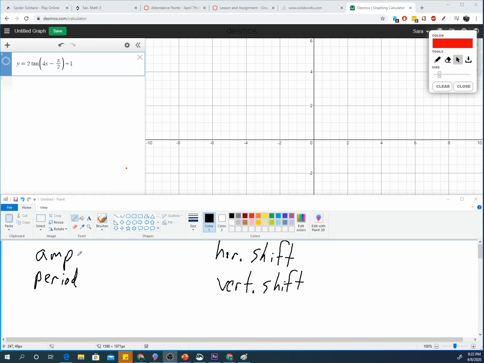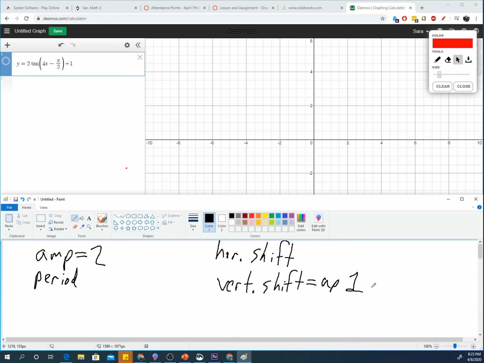Your amplitude in this equation is going to be 2, the number in front of your trig function, that you're multiplying your trig function by. That's your amplitude. And your vertical shift in this case, because we have the plus 1 at the end, tells us we're going to move up 1.